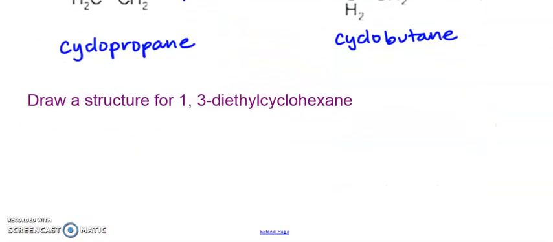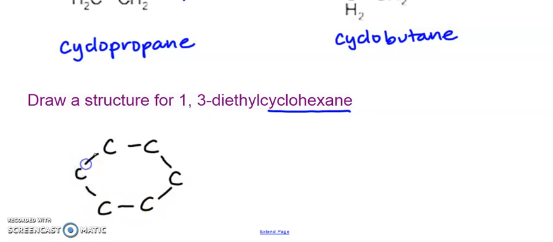So let's look at this last one then. We've got 1,3-diethylcyclohexane. Just like the other ones, let's draw our parent ring first. Cyclohexane. So I've got 6 carbons: 1, 2, 3, 4, 5, 6. Okay. 1, 3. So I'm going to pick which carbon I want to be 1. Doesn't matter which one you choose. It's just where you start counting after that. So an ethyl. I'm going to pick this one.